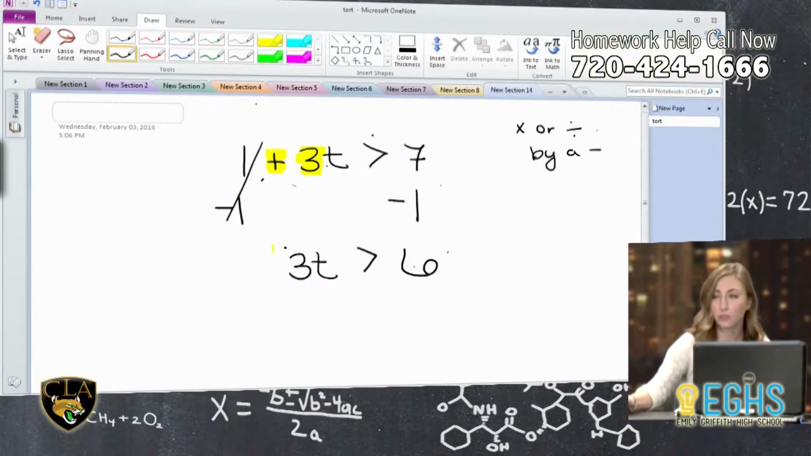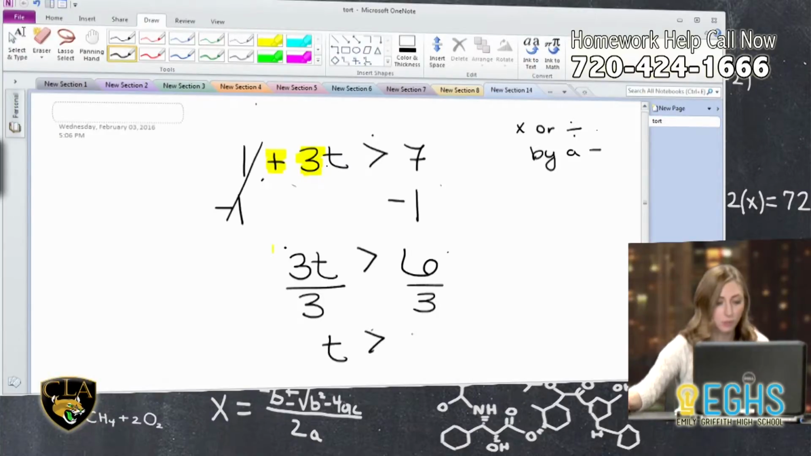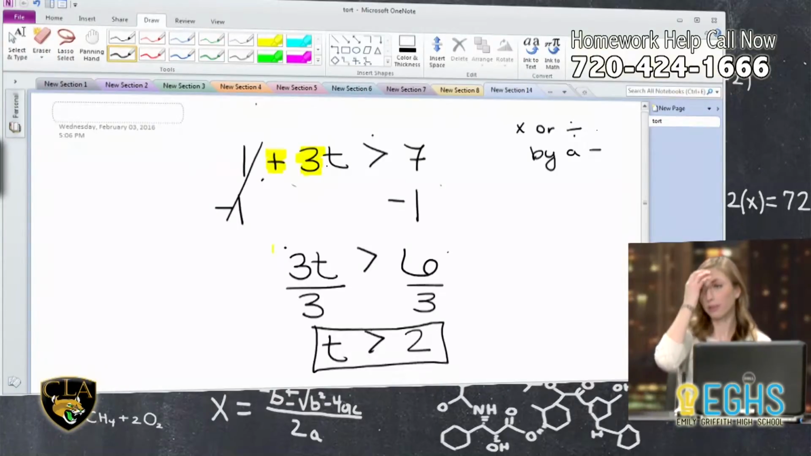So we have 3t is greater than 6. Now just to continue to get that t by itself, we're going to divide both of our sides by 3, and we're going to say t is greater than 2. And so that means that anything greater than 2 would make this inequality true. And we could even check that. Let's say we picked anything greater than 2. Pick a number greater than 2.